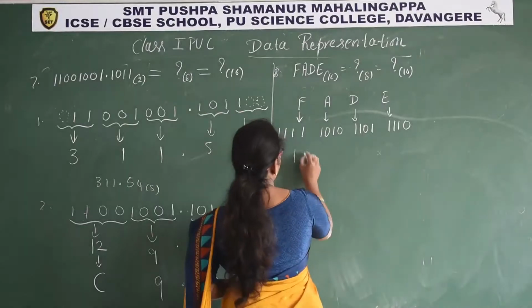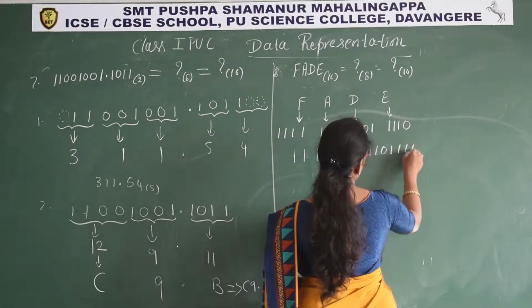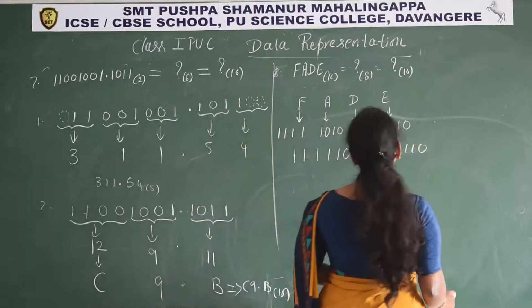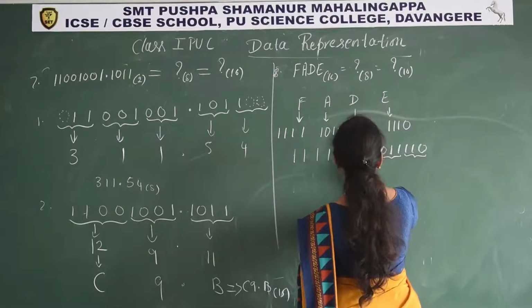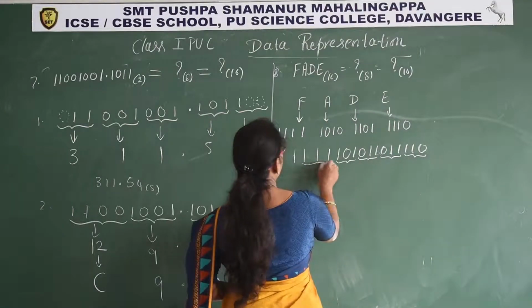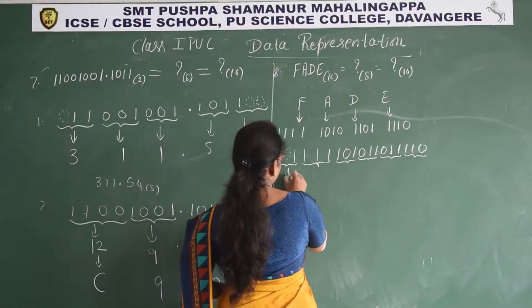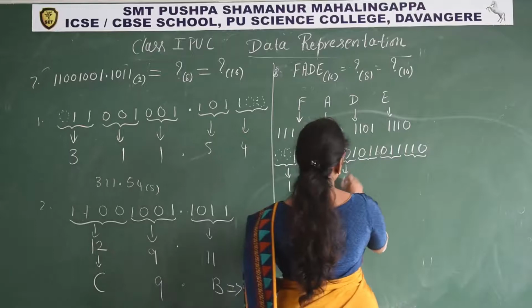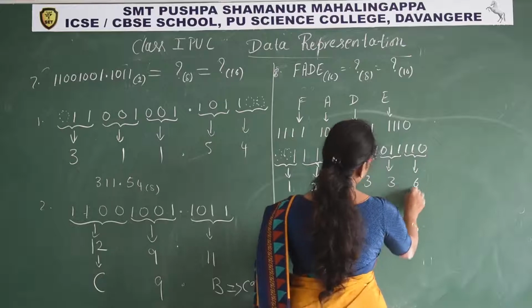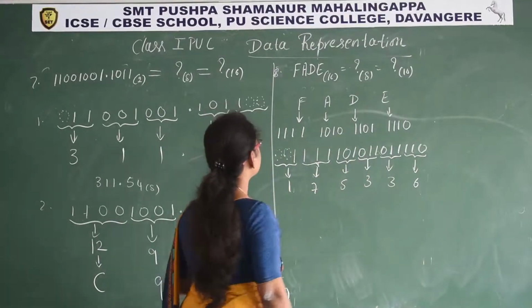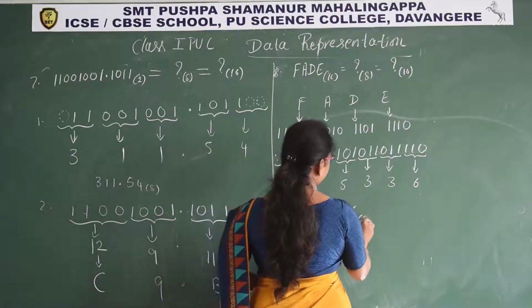Now combine these bits and make groups of 3 bits. Here we need 2 more bits, so add zeros. We get 1 7 5 3 3 6. So the answer is 175336 base 8.